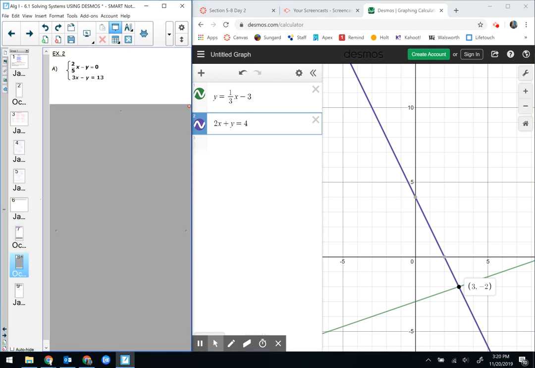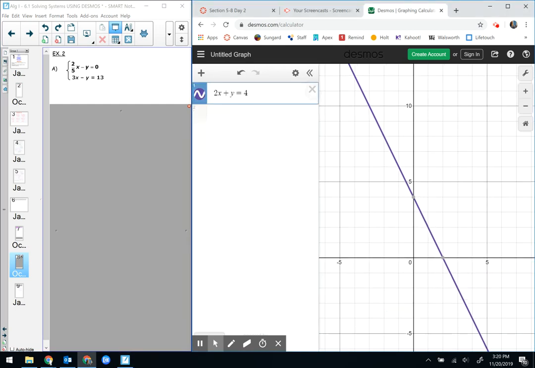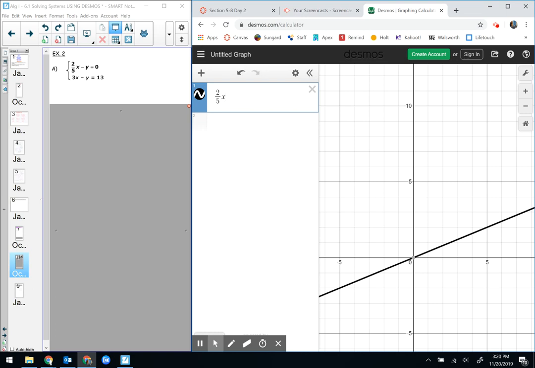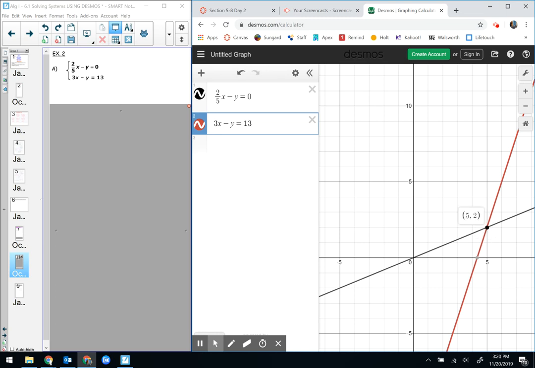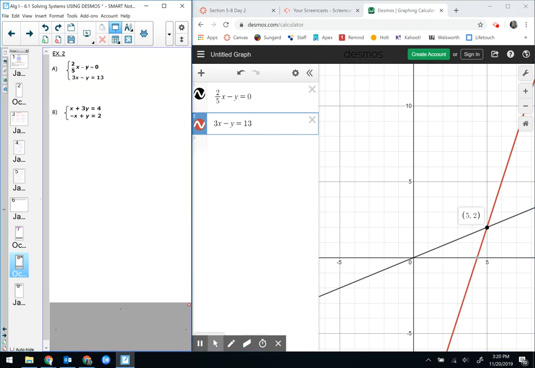Try this next one. Two-fifths is 2 divided by 5. X minus y equals 0. 3x minus y equals 13. Where's the intersection point? 5 comma 2. The solution is 5 comma 2. Whoa, this is awesome. Can I use this all the time, please?